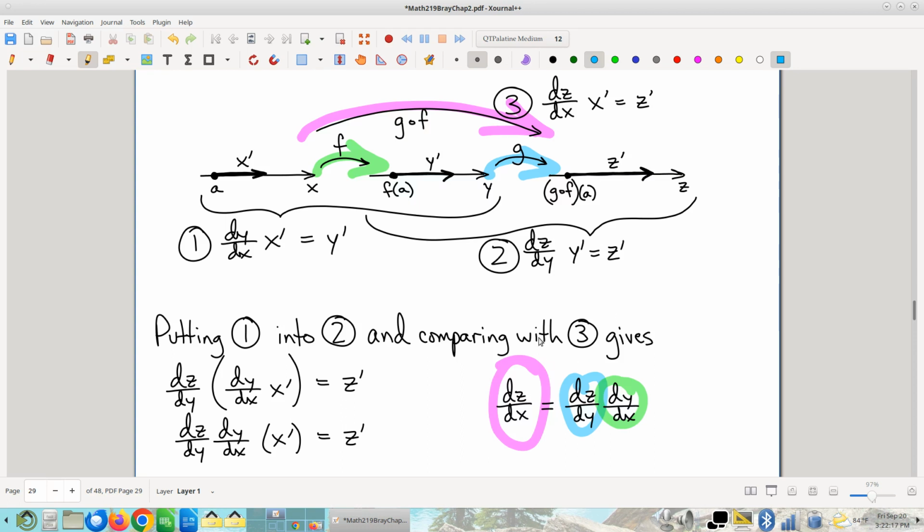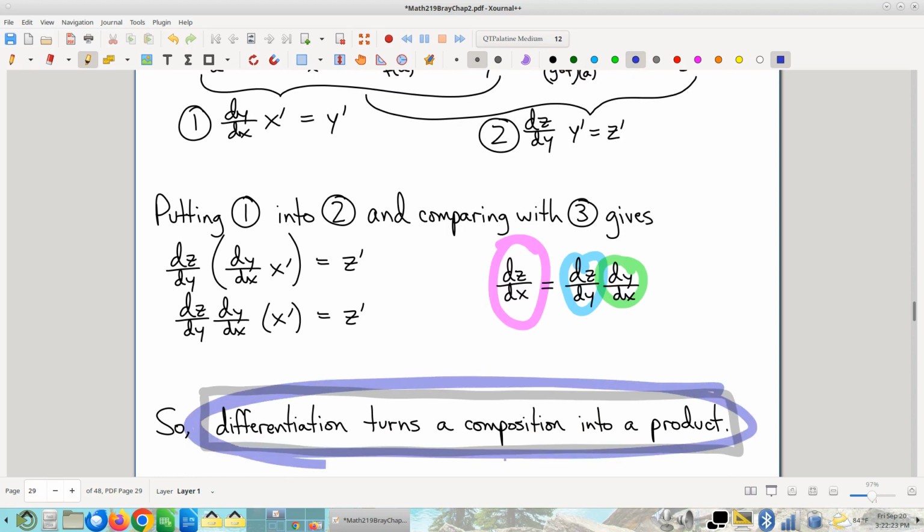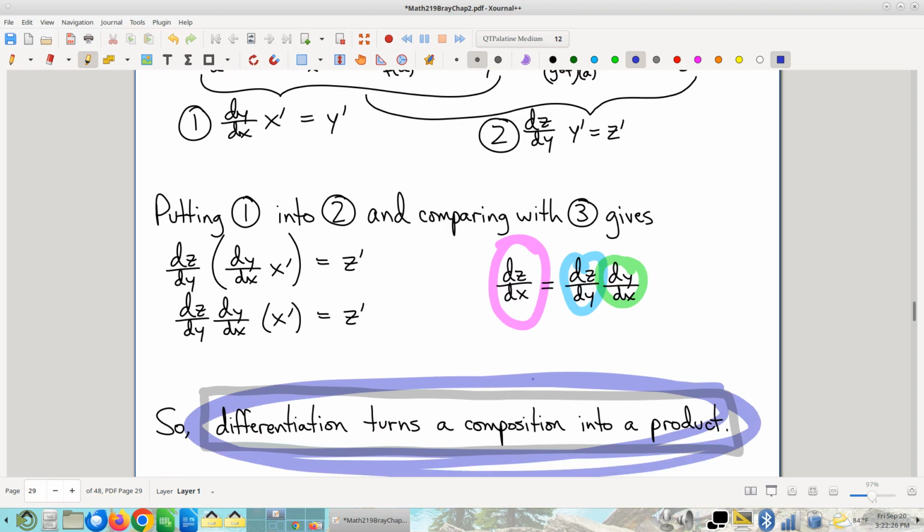So if we take that point of view on the single variable chain rule, and I think this is about where we left off last time, and while we're here, I'm going to point out, I think this is a nice little pithy point of view. When you take derivatives, you're turning compositions into products. This is the derivative of a composition. Notice the result is that it's a product of the individual derivatives.